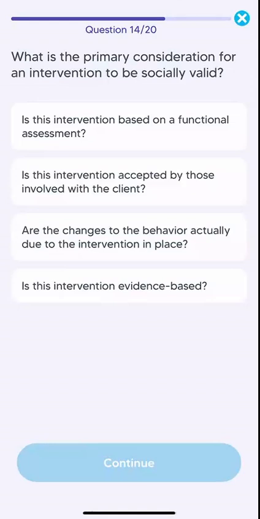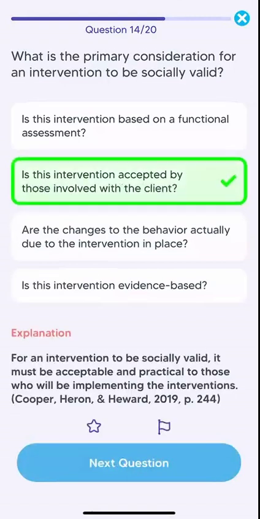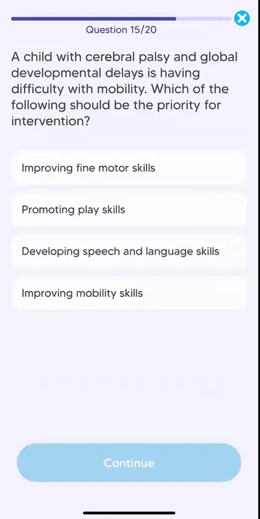What's your answer? Socially validated, he's saying. To socially validate. It's my opinion. Is this accepted by those involved with the client? Yeah, correct. Because this is social.